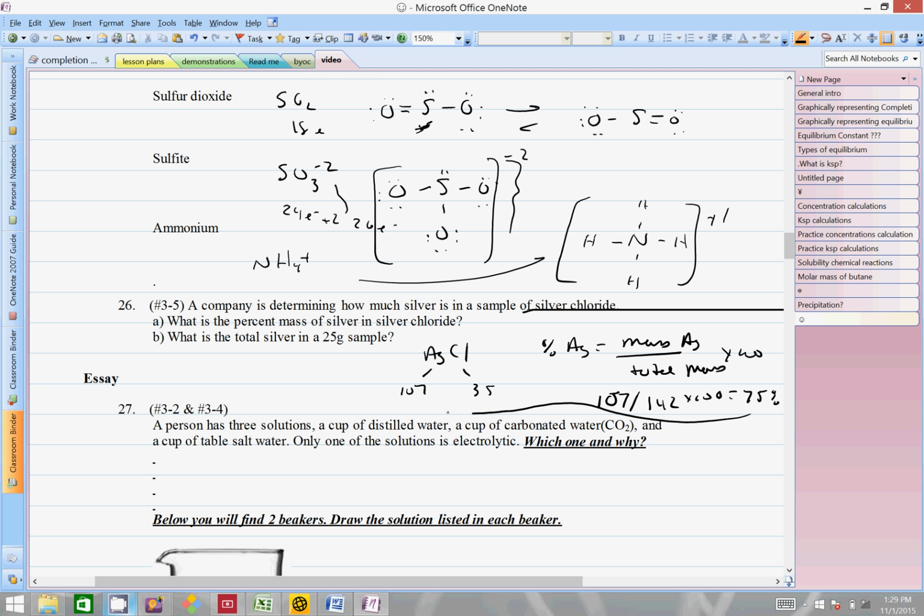What is 75% of 25? 75 over 100 equals X over 25 grams, and that would be about 18 grams.